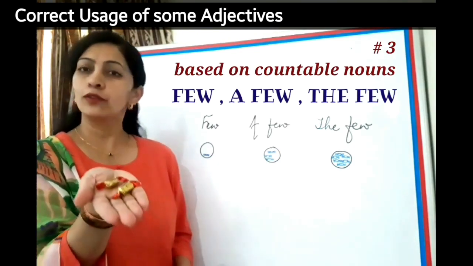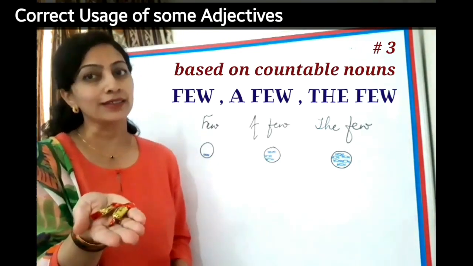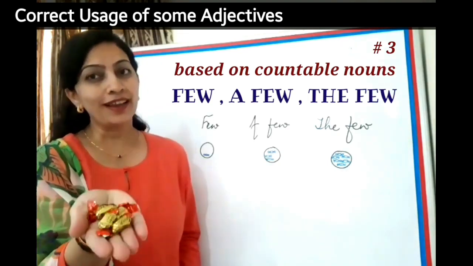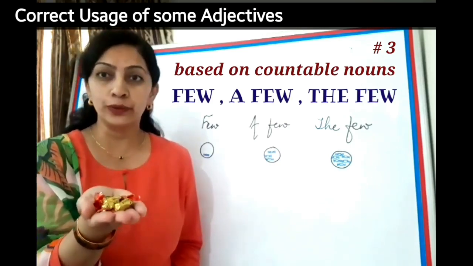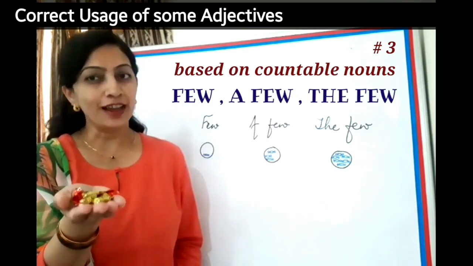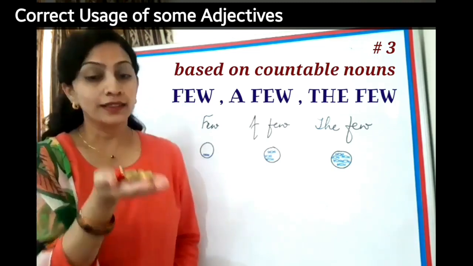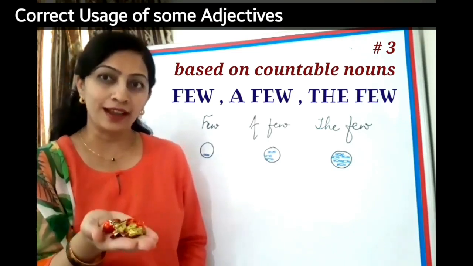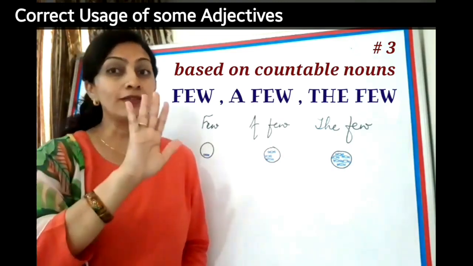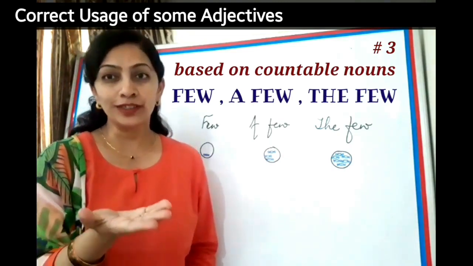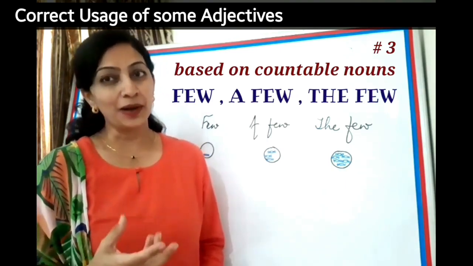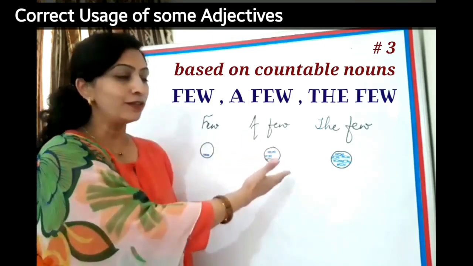I have few toffees in my hands. I have a few toffees in my hand. Now can you see, when I use a few, the quantity has increased a bit, but still they are sufficient. The few toffees which I have in my hand were given away to the children. Now I have nothing left. So all the toffees that I had in my hand were given away to the children. This is how you can differentiate between few, a few, the few.